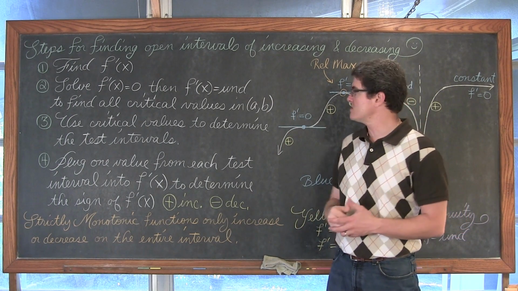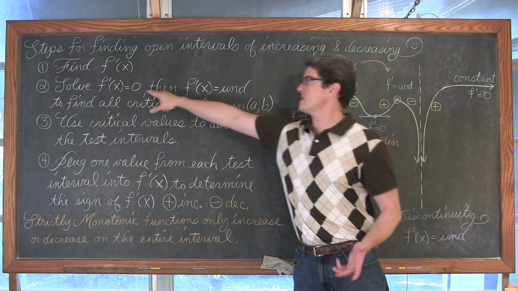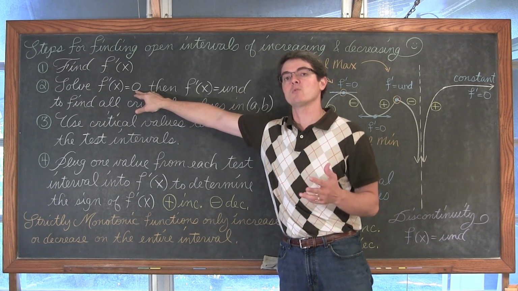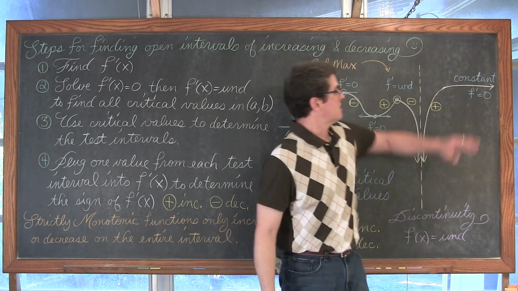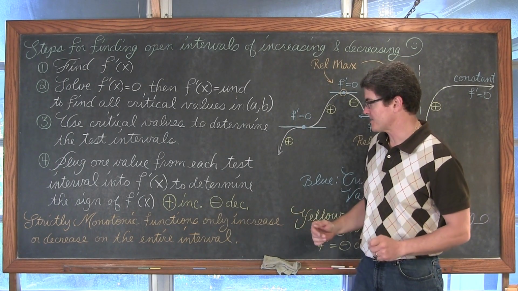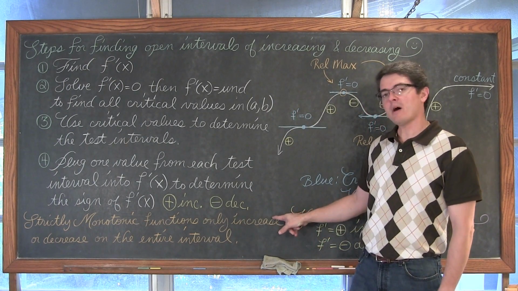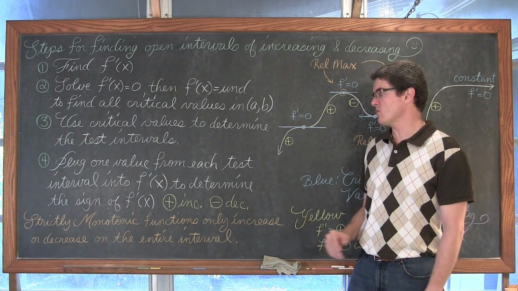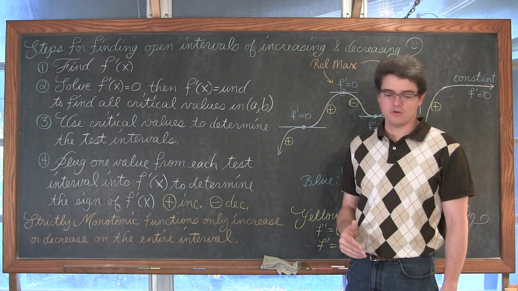If you get a negative answer, it's decreasing. You set the first derivative equal to 0 to find your critical values, unless it ends up just being a constant function like a horizontal line, which is a special case. Strictly monotonic functions only increase or decrease in the entire interval.